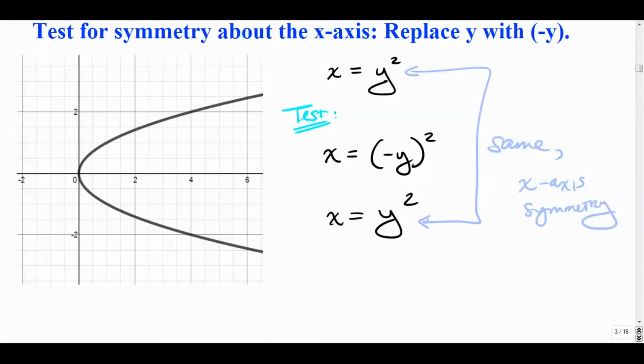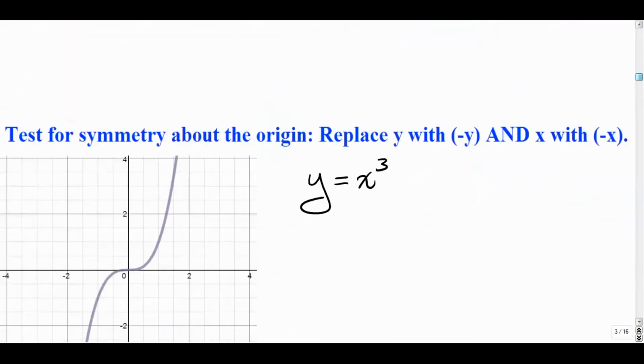X-axis symmetry. Now that's not even a function if you think about it. When x is 4, there are actually 2 y values, positive and negative 2. So that's not even a function, but it does have symmetry. It's kind of like a sideways parabola there.